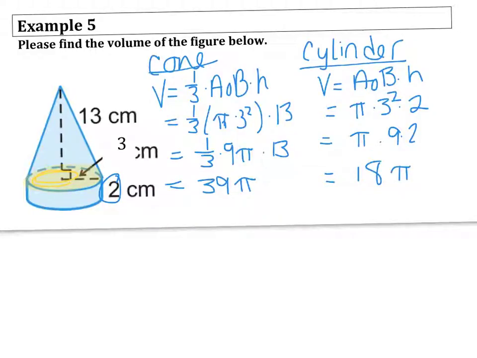Now, because I want the total volume, I can take the two volumes of the cone and the cylinder and add them together. And when I do that, I'll get my answer of 57 pi. And then when I multiply 57 by 3.14, the value of pi, I would end up with a final answer of approximately 178.98, and this was centimeters cubed as a final answer.